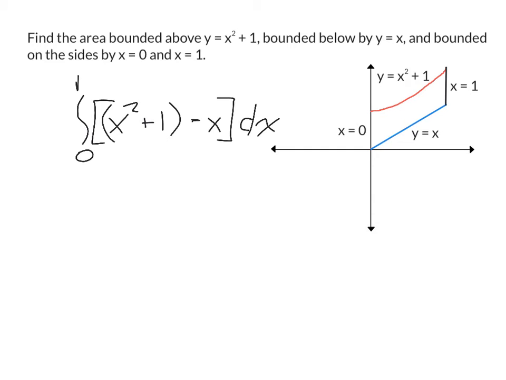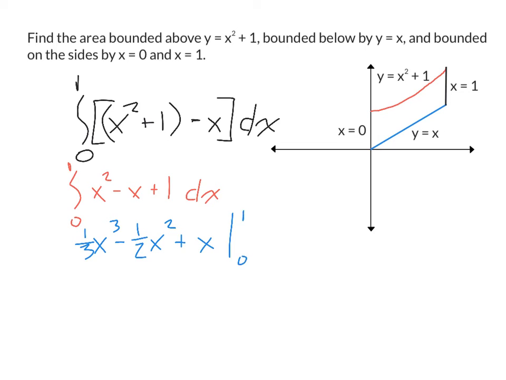First I'll do the subtraction. From 0 to 1, if I subtract x off of this, it's simply x squared minus x plus 1 dx. Then do the antiderivative: raise the power by 1 and multiply by the reciprocal, minus raise the power by 1 and multiply by the reciprocal, plus raise the power by 1 and multiply by the reciprocal, which is 1, and we will evaluate this from 0 to 1. So let's go ahead and do that.